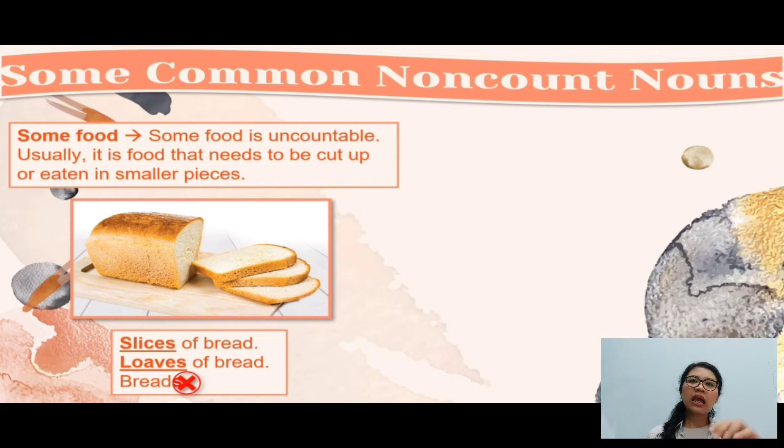For example, in the picture of this slide, there are 3 slices of bread, but here you're counting the slices, the number of slices, and you are not counting the bread itself. The same with loaves of bread, you're counting the number of loaves. We don't say breads with an S at the end as you do in some other languages, so be careful of that.